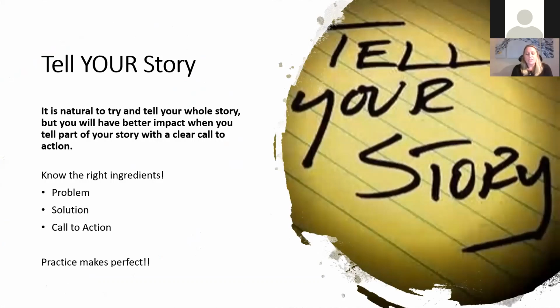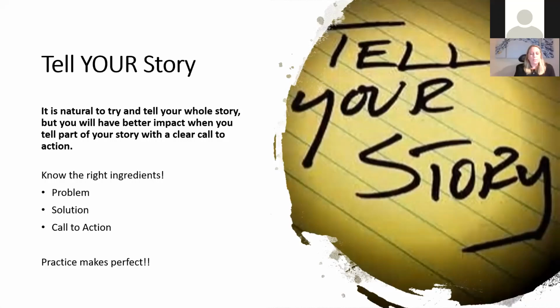So know the right ingredients: the problem, the solution, the call to action. Our rare disease journeys are not simple, they are long, and they are complicated. So it's important to pick one piece of your story to share that's relevant to what you're trying to accomplish. For example, if your problem is a lack of understanding of FOP and your solution is to educate physicians about FOP, the call to action is for the physicians to remember the initial symptoms of FOP. So you'd want to make sure that your story includes the symptoms you first experienced with FOP.